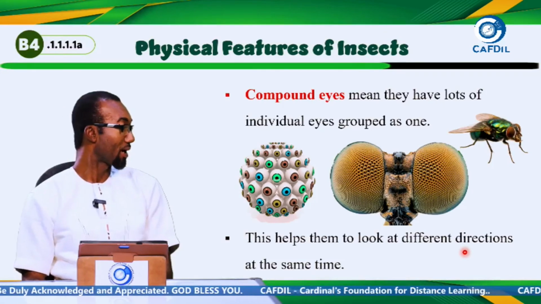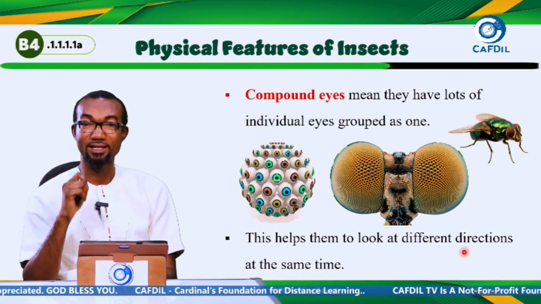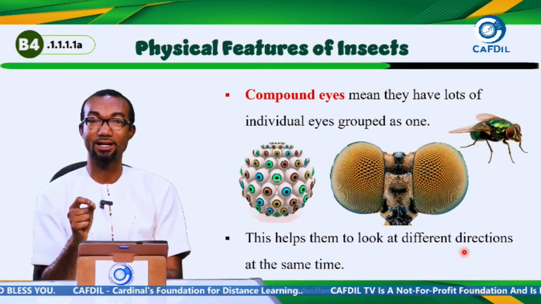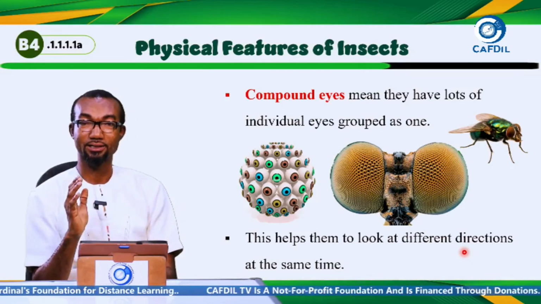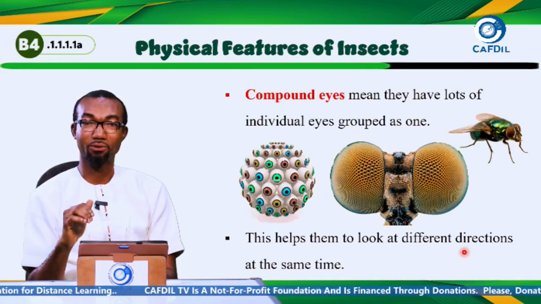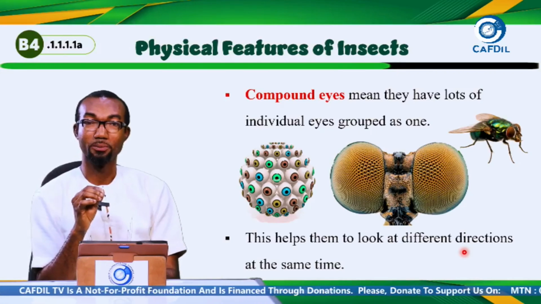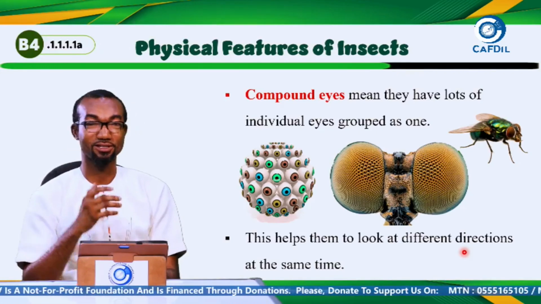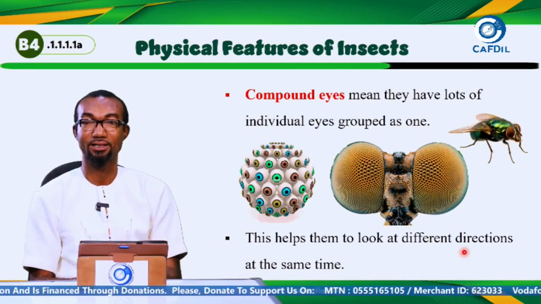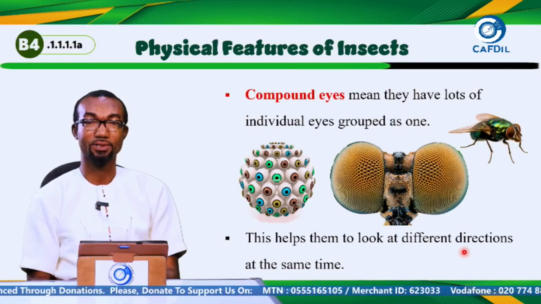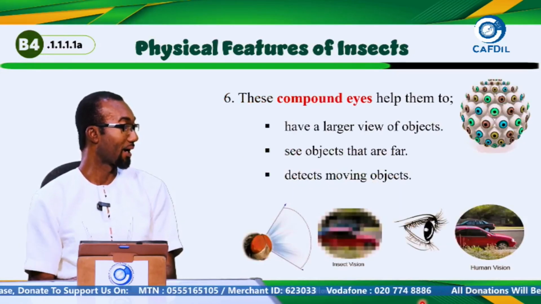Now this compound eye helps them to look in different directions at the same time. So they can look left, right, up, down at the same time. Sometimes you see a mosquito, and by the time your hand reaches the mosquito, it's already gone, because they can see different directions at the same time. So the insects possess what you call compound eyes.